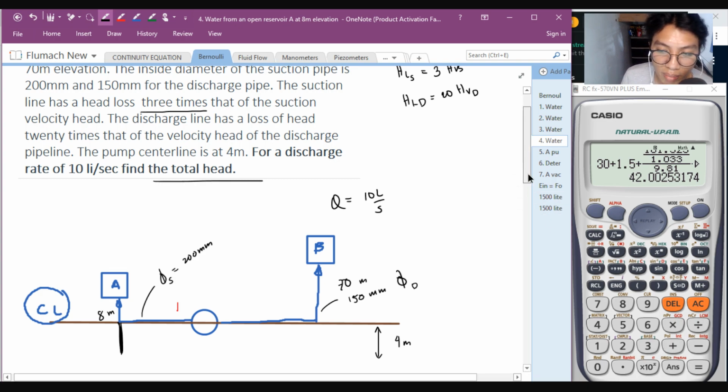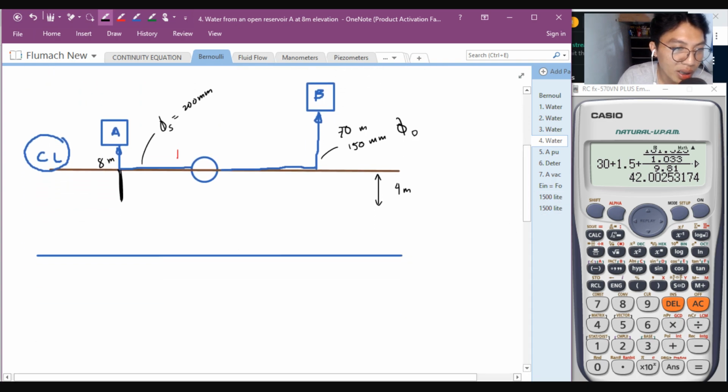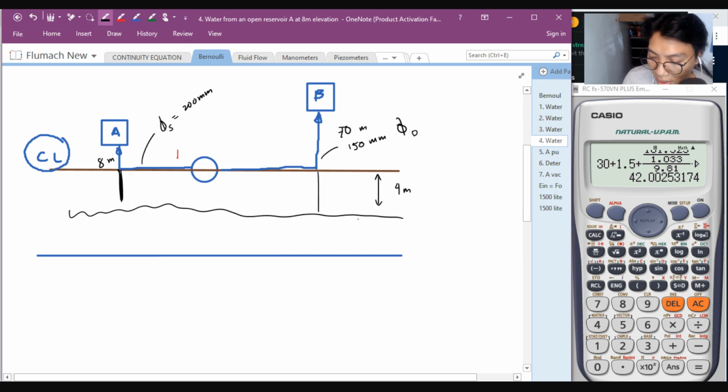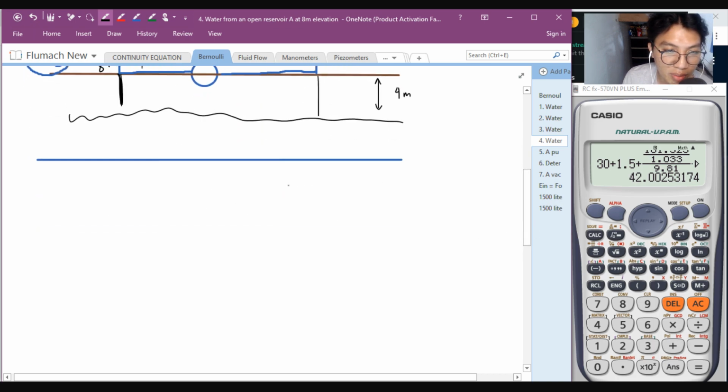Ngayon, meron kang dito mapapansin. If dinodraw mo yung water at 8 meters, nandito daw yung reservoir. Ayan. 4 meters ang pump center line from the reservoir. Ibig sabihin, ito accounted for 70 meters from the center line. Okay? 70 meters from the center line. So, ibig sabihin, from here up to here 70, pero meron kang center line na 4 meters from the pump. Okay, dun maapektuhan yun.